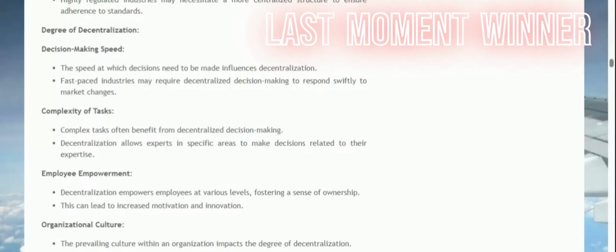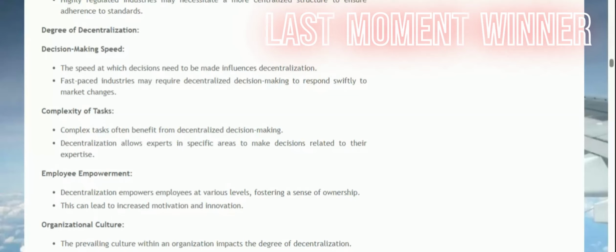Organizational culture. The prevailing culture within an organization impacts the degree of decentralization. A culture that values autonomy may lean towards a more decentralized structure. Risk tolerance. The organization's tolerance for risk determines the degree of decentralization. Risk-averse organizations may prefer centralized decision-making for better control.